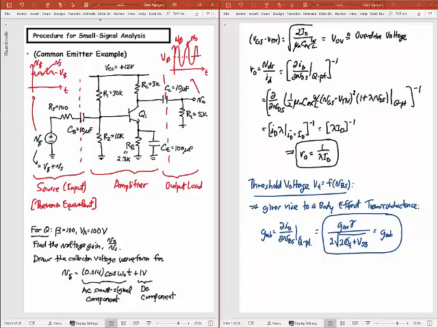And so here's a specific problem we're going to try to solve. For Q1, this transistor, say it has beta equal to 100, and say it has an Early voltage of 100 volts. Find the voltage gain, Vout divided by Vs, and then draw the collector voltage waveform for Vs equal to 0.014 times the cosine of omega naught t plus 1 volt, which is the DC component of that. So that's what's going to be at the input.